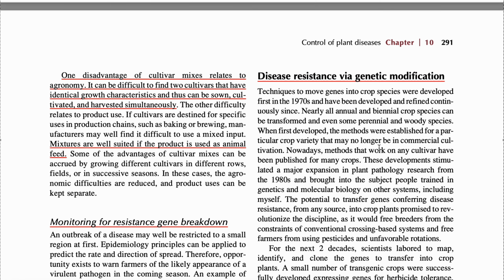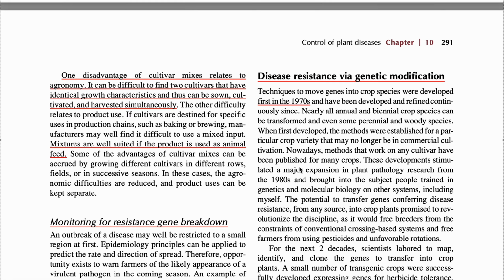Technologies to move genes into crop species were first developed in the 1970s and have been refined continuously since. Nearly all annual and biennial crop species can be transformed and even some perennial and woody species. When first developed, the methods were established for a particular crop variety that may no longer be in commercial cultivation. Nowadays, methods that work on any cultivar have been published for many crops.